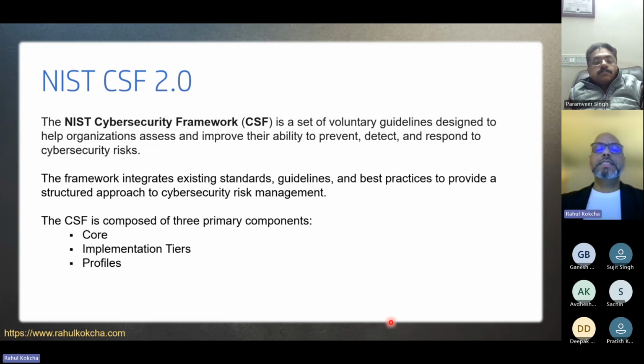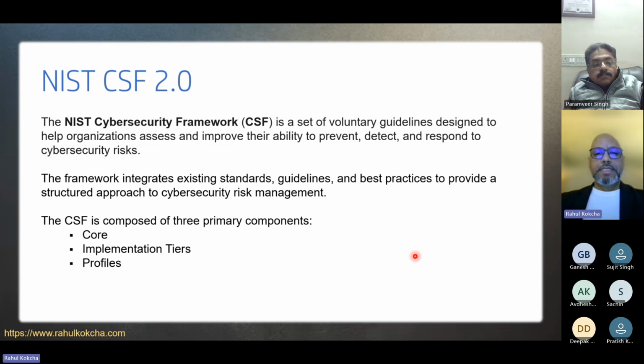So a framework is flexible that way. A framework does not say you have to meet all these requirements. A framework says these are the practices that you can align with, so that your cybersecurity effort and investments are aligned with your business objectives and the risk to the organization.